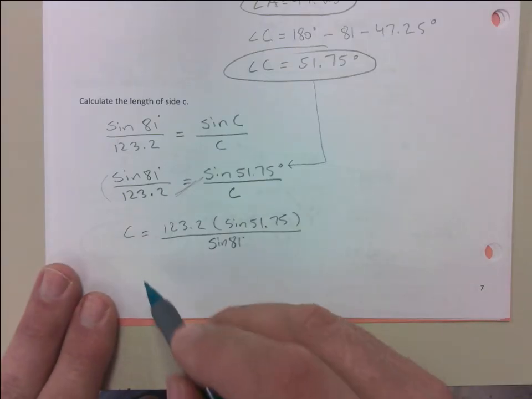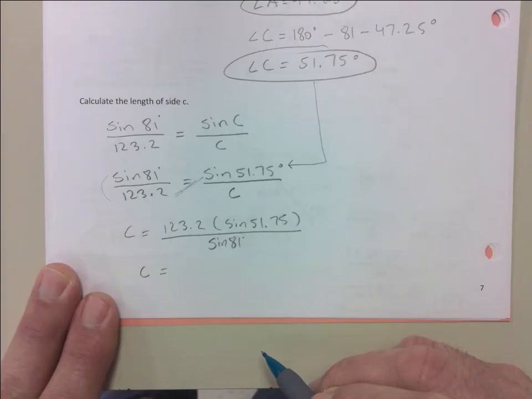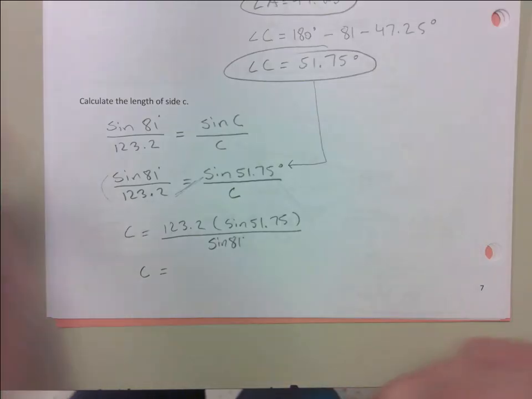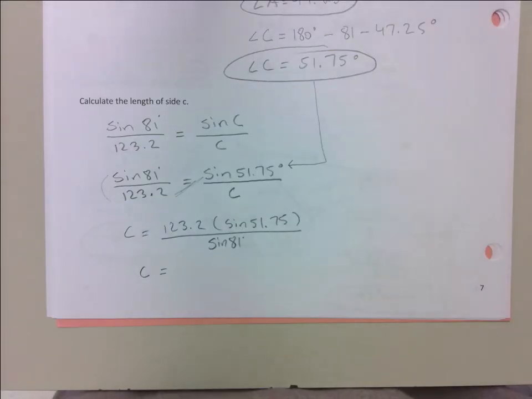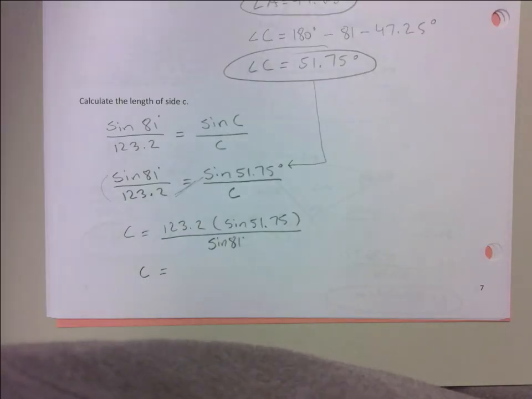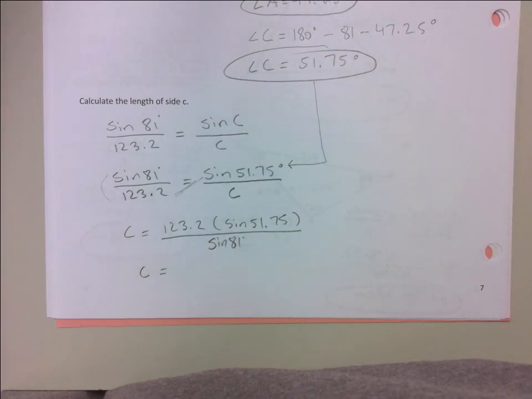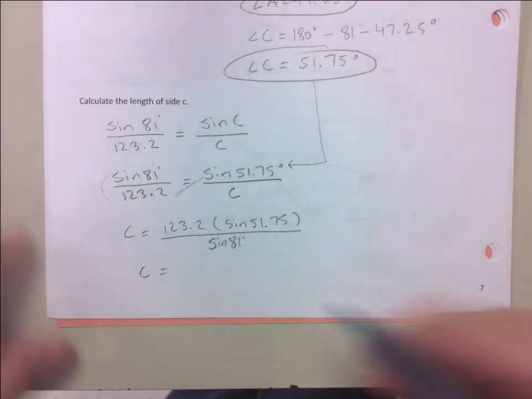Okay. So side C is, give me one moment here. Why do I not have that answer on my key here? Oh, there it is, 97.96.